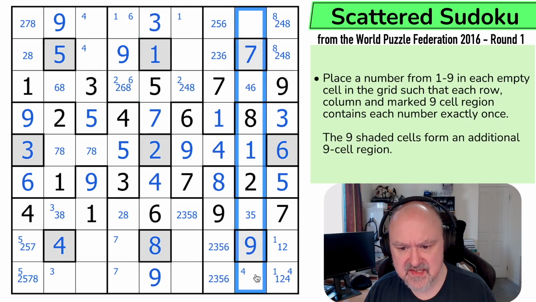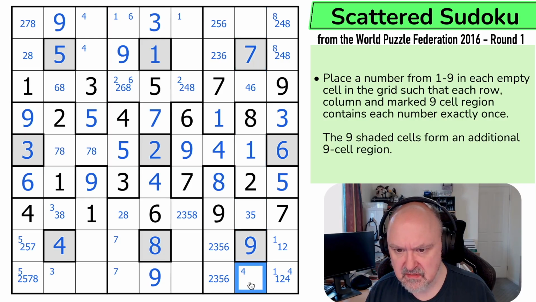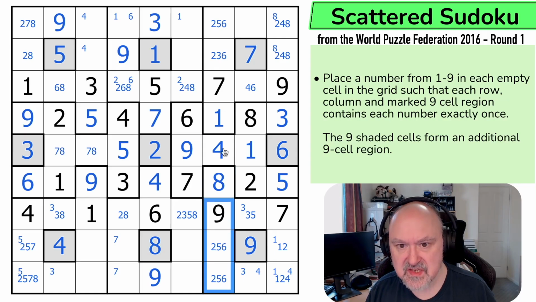Can I do something similar in this column? 3, 4, 5, and 6. I don't think I can. Because 3, 4, 5, 6 are already placed there. So I don't have anything restricted to those. Well, 3 can't be there anymore. So 3 is in one of those two, taking 3 out of those. So now where's 3 in this column? This is a 2, 5, 6. That's a 3.